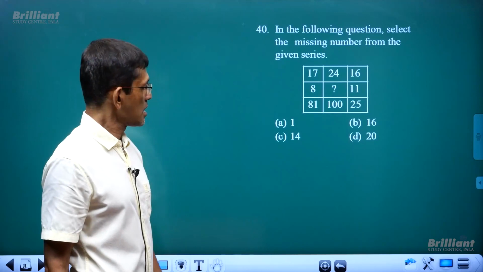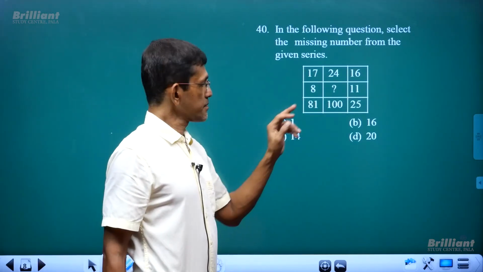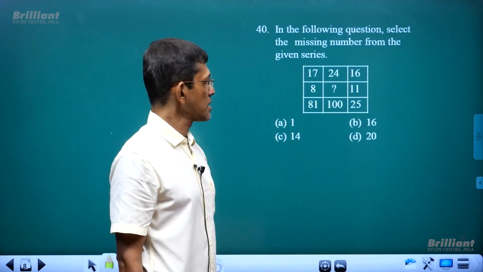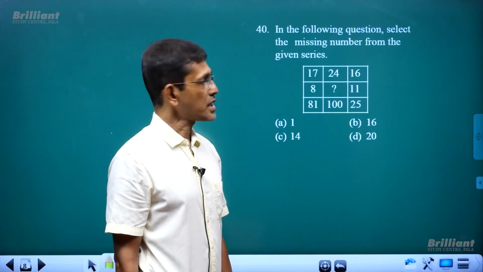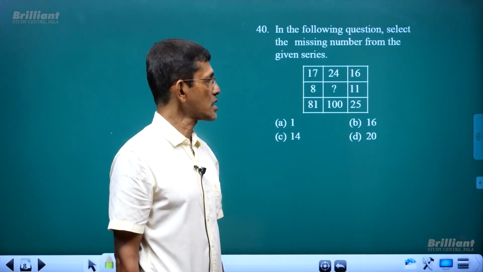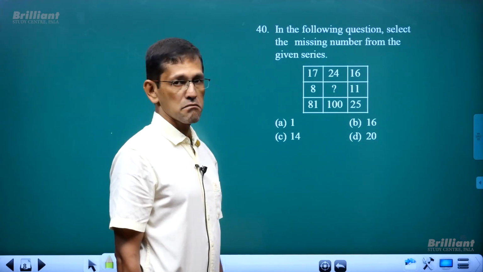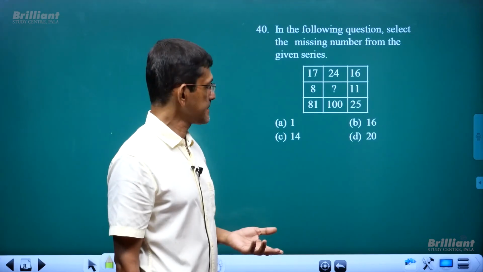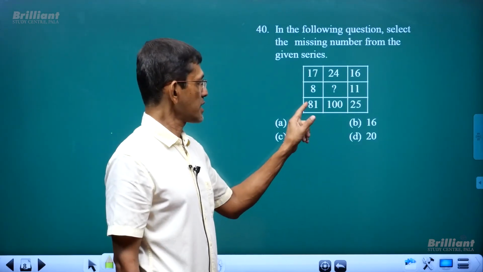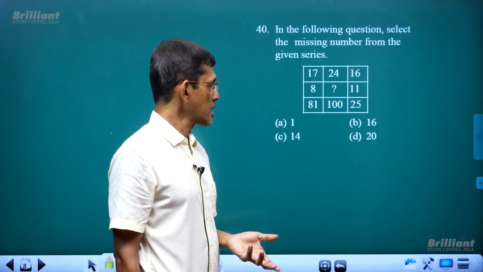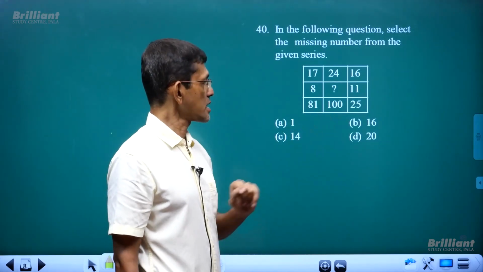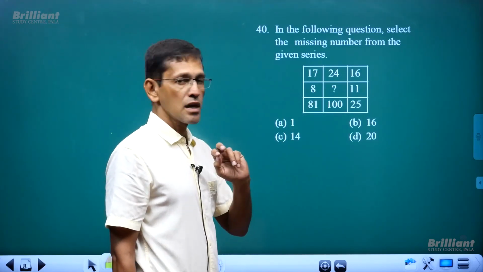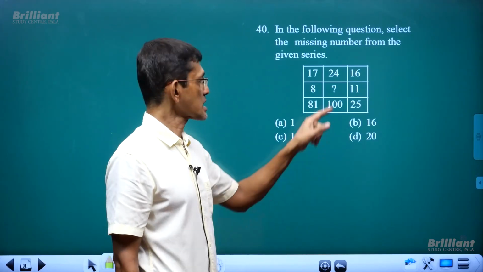What is the pattern here? 17 and 16. And in the middle we have 24. So 17 plus 16, how much is that? 33, right? 33 and this is 24. 24 and 33, the difference is 9. Well, that 9 and 24, there is no direct link. How about 81 and 25? 81 and 25, if you add them, 106. 106 and this is 100. So 106 minus 6 is 100. Here it's 17 and 16. If you add, you get 33. 33 minus 9 is 24.